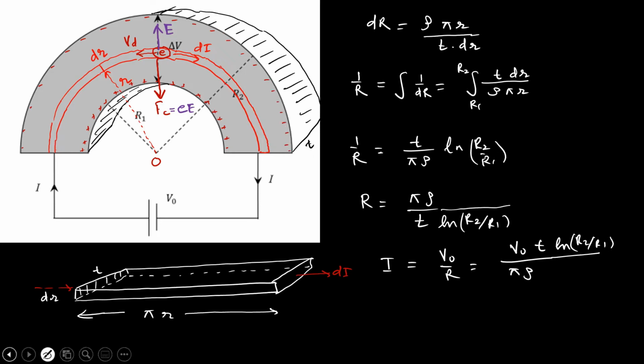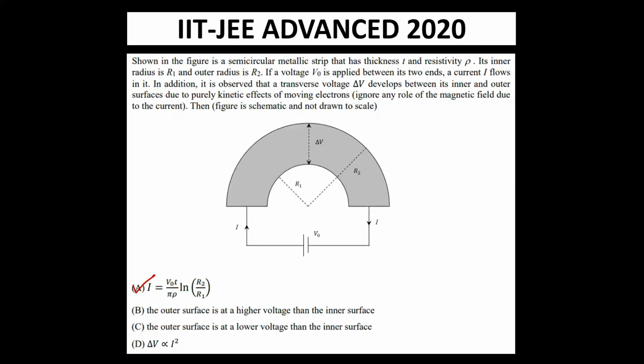So we can get one more option, and that is option C. Option C says that the outer surface is at lower voltage than the inner surface. Now let's see option D.